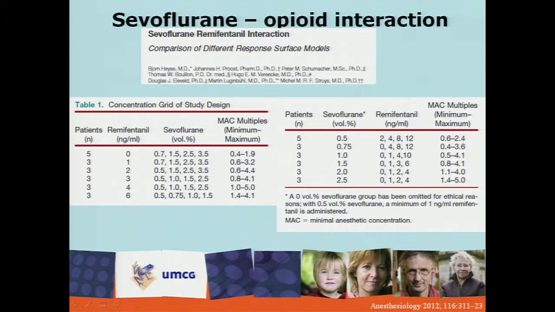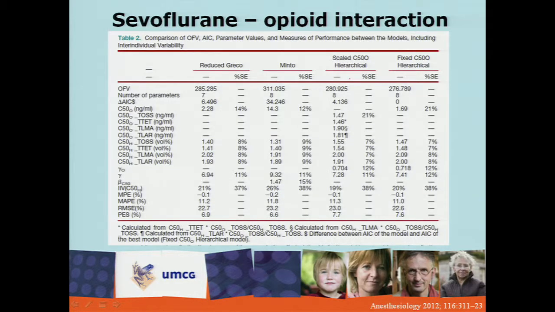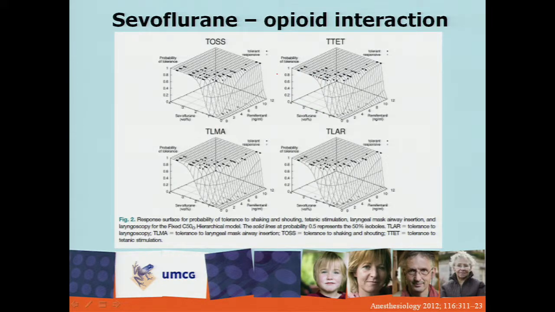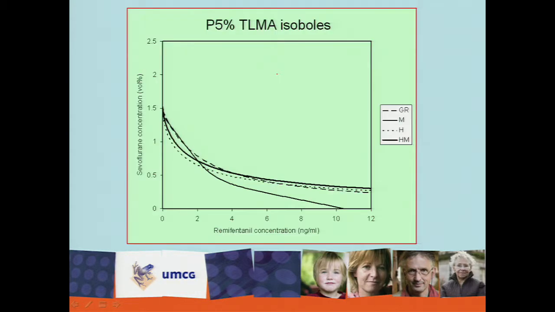Well, let me give you an example. This is a study we recently published in Anesthesiology from Bjorn Heyse and co-workers from our group. Sevoflurane remifentanil interaction, crisscross protocol. Forget about this. We compared all the models in a dichotomous data set: reduced Greco, Minto, and two different hierarchical models with a fixed opiate or an open opiate effect. These are the surface models, and I will give you some idea about the differences of the models.